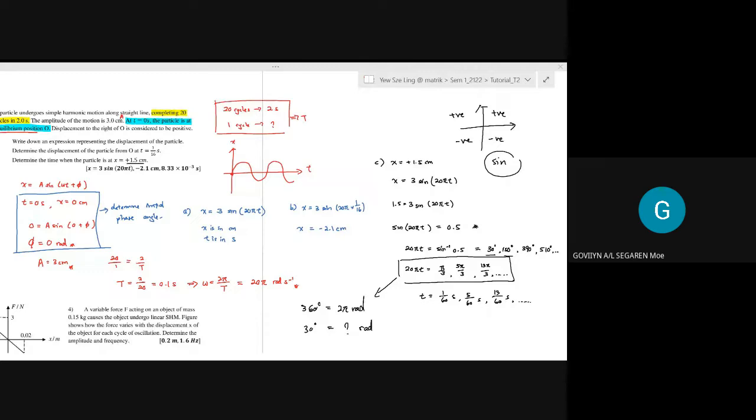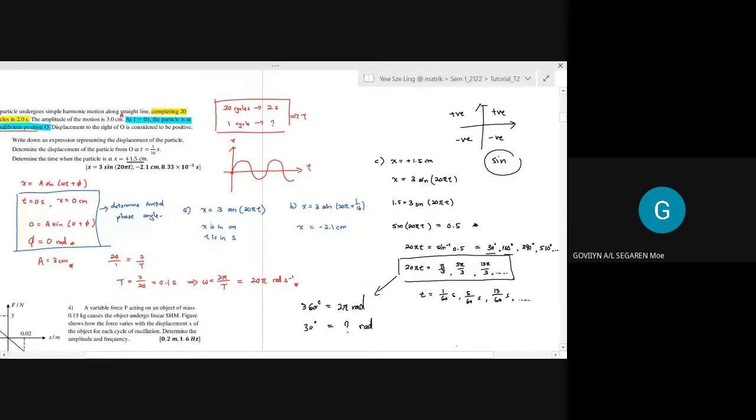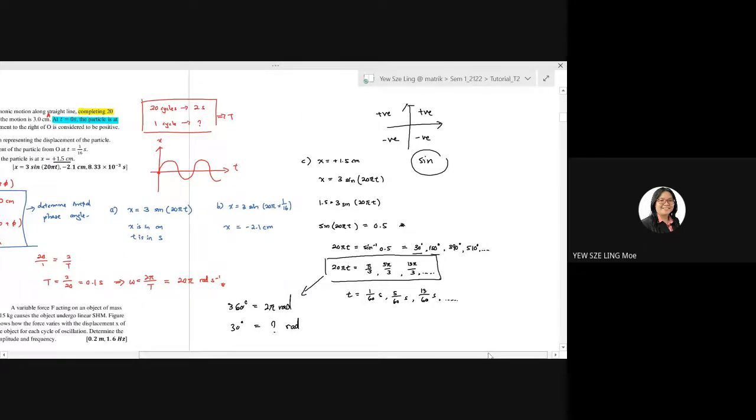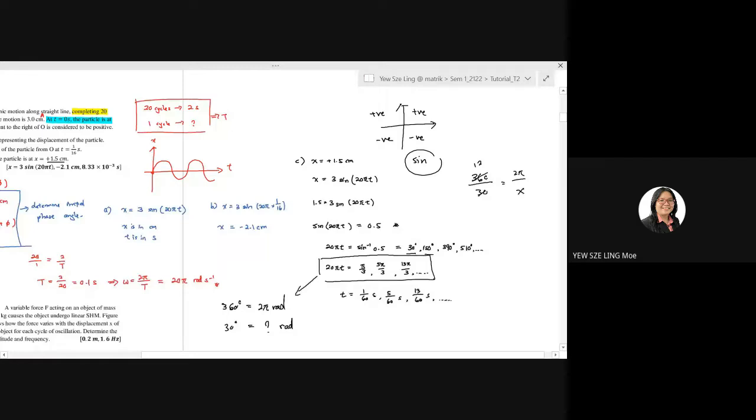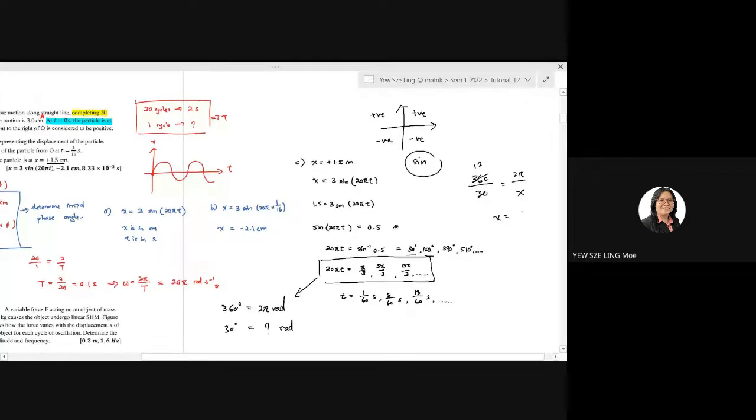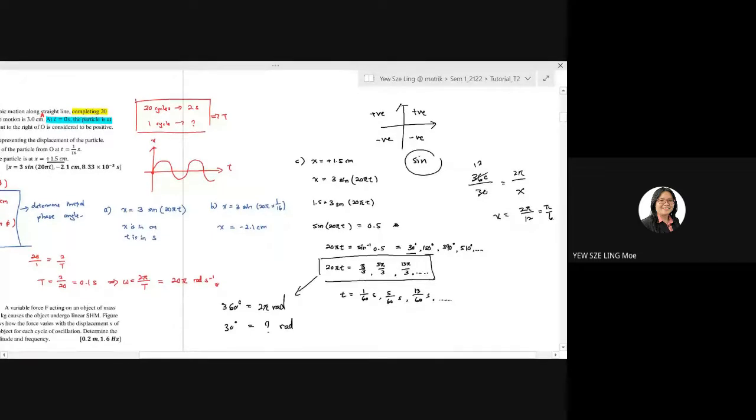Isn't it pi/3 is actually equals to 60 degree? 60. Let me see, because the answer scheme gives pi/3. Let's do the unit conversions. So 360 over 30 equals to 2 pi over x. So I'm going to simplify it, 12, and then 2 pi. So rearrange it. I have x equals to 2 pi over 12. Then it should be pi over 6.